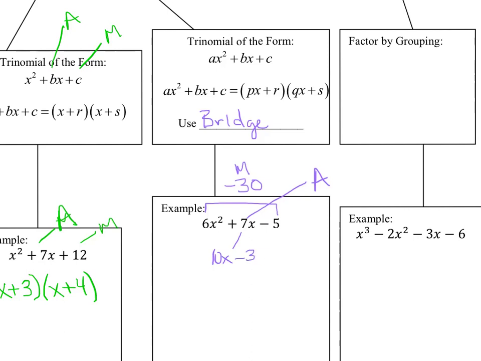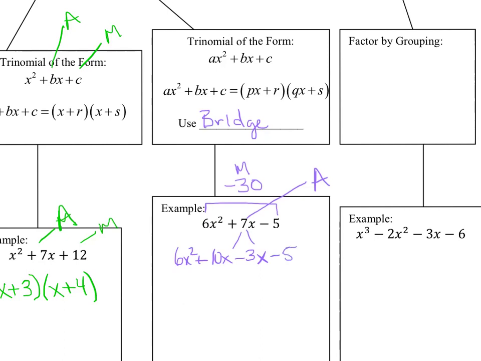So two numbers that multiply to negative 30 and add to 7 are going to be positive 10x and a negative 3x. So once you find your two numbers, you're going to split that middle term up using those two numbers. And then all you're going to do is bring down the 6x squared, and then bring down the minus 5.